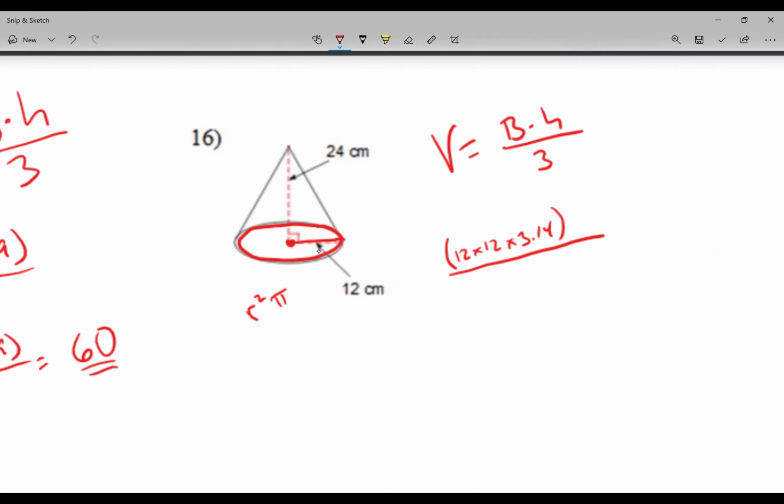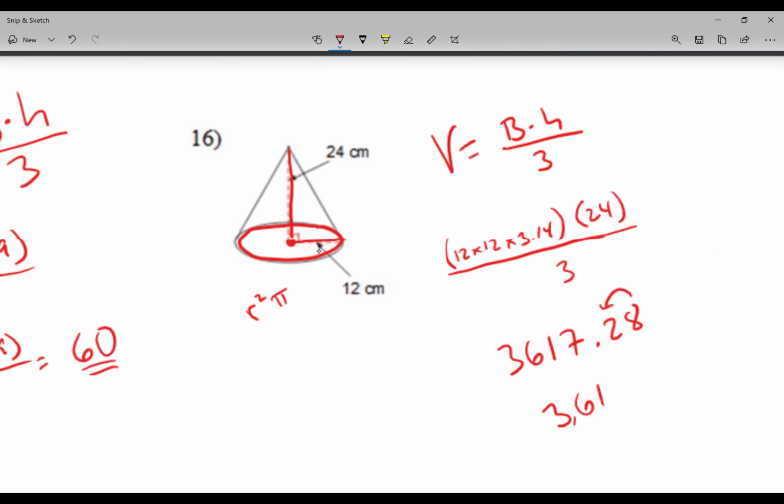The height I can see is 24. You can see the height of the cone is 24. And all of this is divided by 3. The rest is just basically typing it in. So use a calculator if you need to. And I'm going to get 3,617.28. Now I know I have to round it to one decimal place. My second decimal place is big enough, so I'm going to round this to 3,617.3.